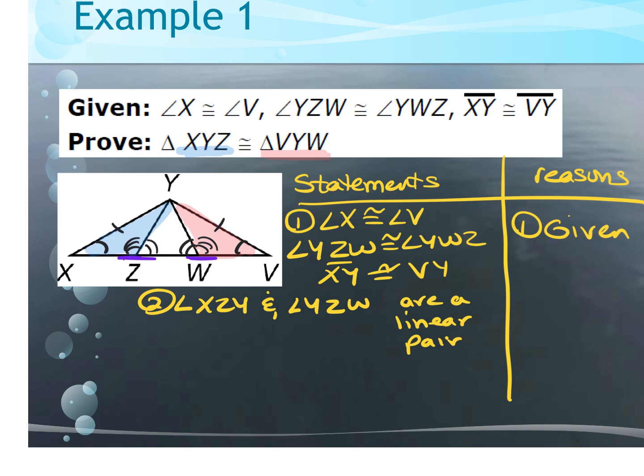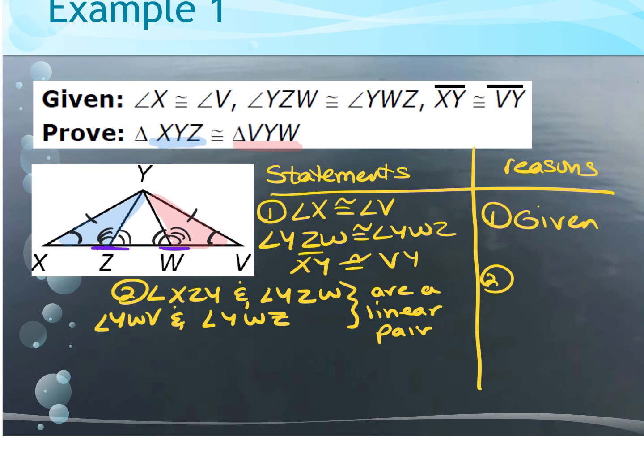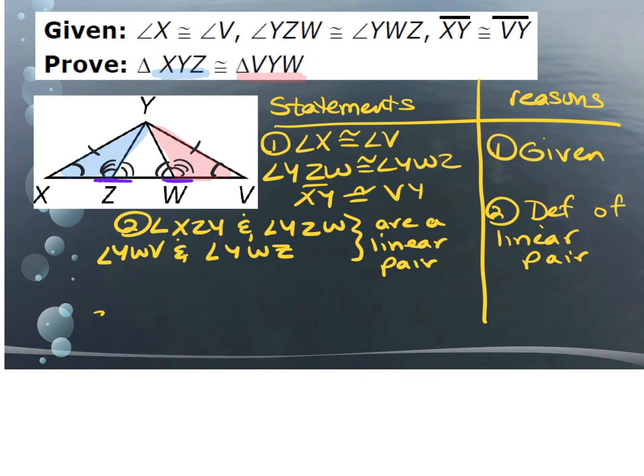And then I'm also going to do the other pair and show that angle YWV and angle YWZ are also linear pairs. So both of these are linear pairs. And this reason is definition of a linear pair. Next, I'm going to bring in the fact that these are supplements, and that'll be my linear pair postulate.